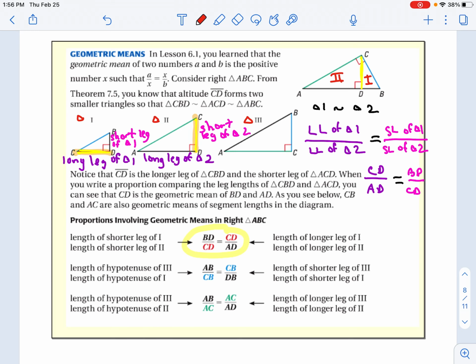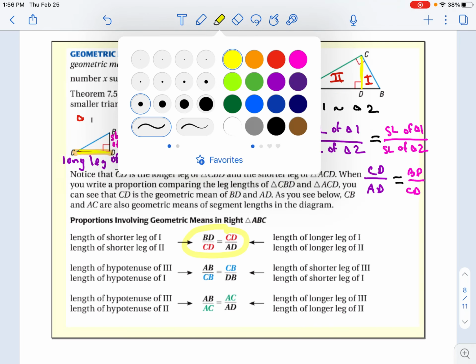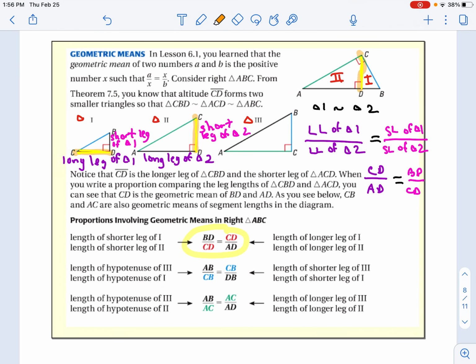Now, this next piece is trying to explain the geometric mean theorems in this right triangle with the altitude drawn to the hypotenuse. It says, in lesson 6.1, you learned that the geometric mean of two numbers a and b is the positive number x such that a over x equals x over b. So consider the triangle ABC from theorem 7.5. You know that the altitude CD forms two smaller triangles. Again, I've drawn in that altitude CD, and it forms the two triangles, triangle 1 and triangle 2. We've sometimes highlighted them with blue and green.